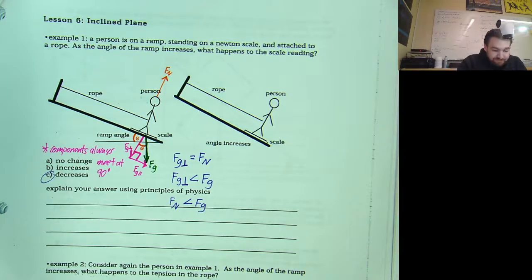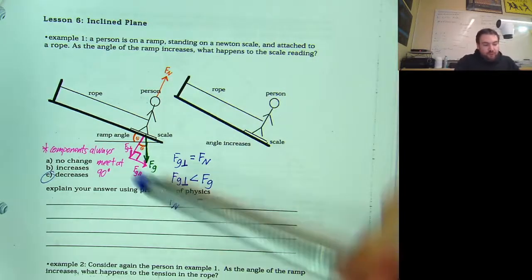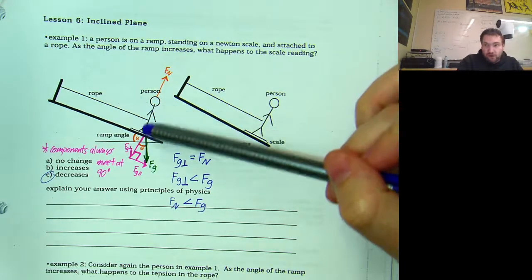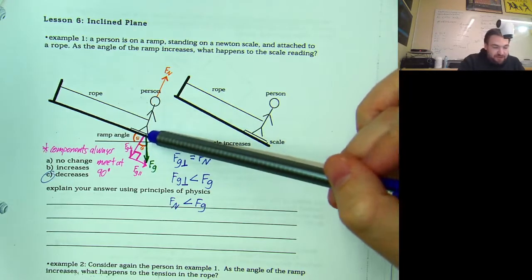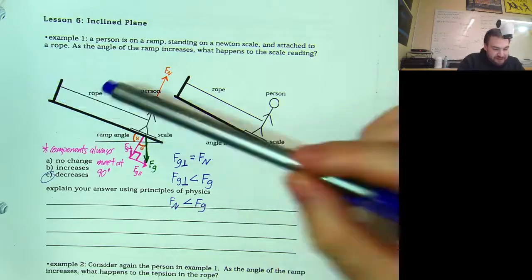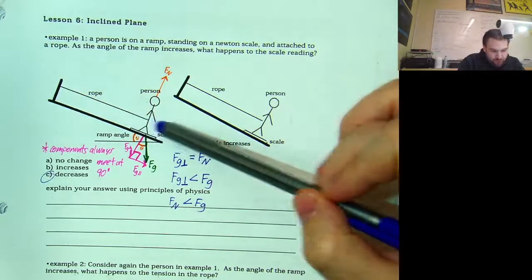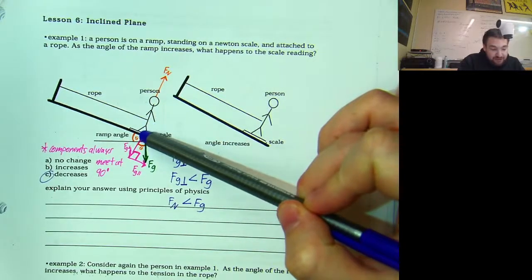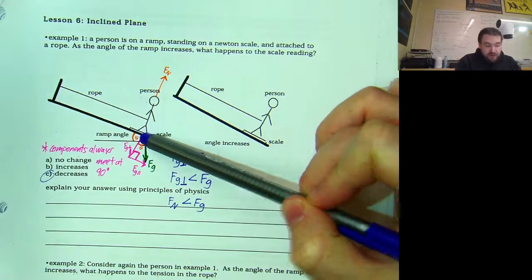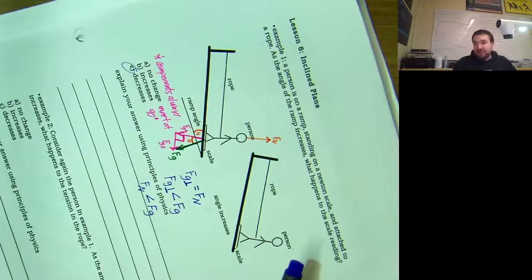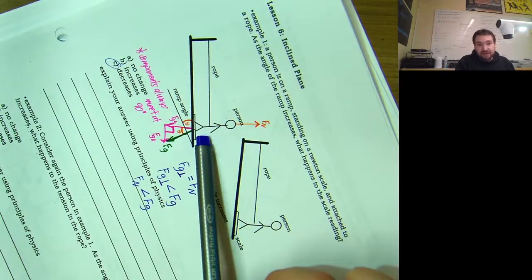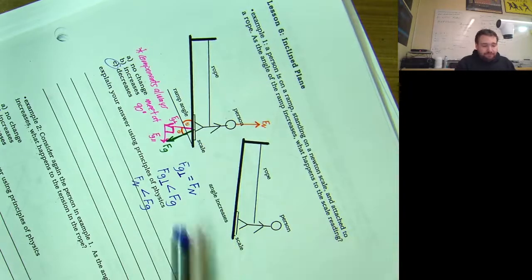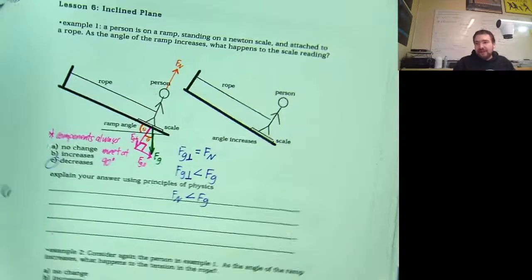But you can also argue it another way. When this thing's level, the rope is holding none of this guy's weight. All of the weight, all the Fg rather, is being held by the scale. As this increases, this guy's going to pull more and more on the rope. And what that means is he's going to actually be pushing less and less on the scale. To the point when this thing is straight up and down, he's just going to be hanging fully from the rope and the scale's not going to be necessarily measuring anything. So you can think of it that way too.